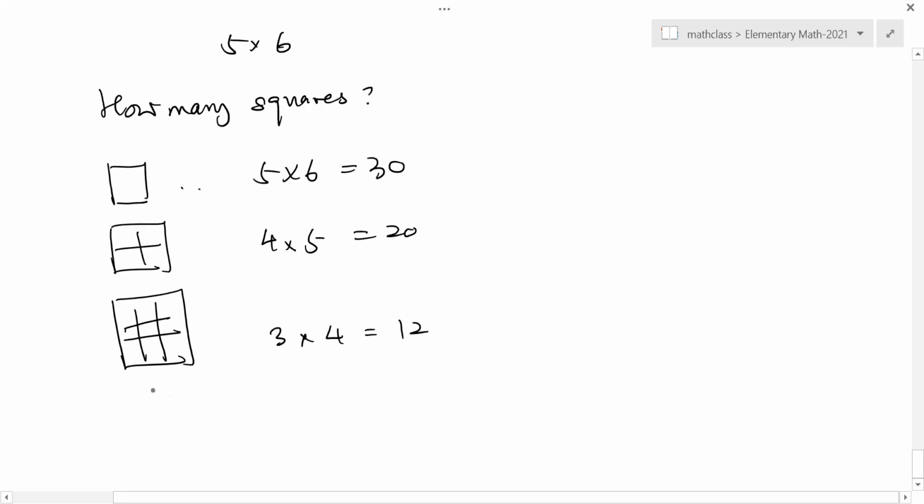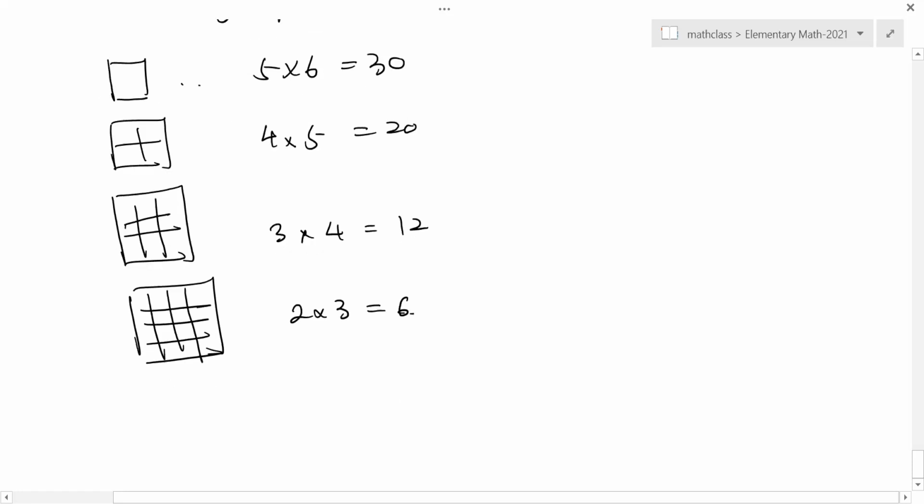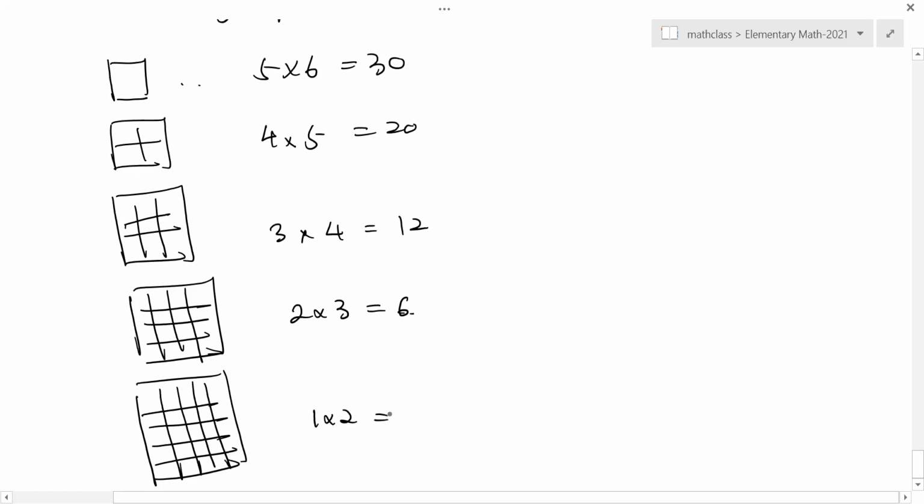And then it's 4 by 4. It's a 2 times 3. Right. Finally, it will be 1, 2, 3, 4, 5 by 5. Okay. So it's 1 times 2. So that is going to be 2.